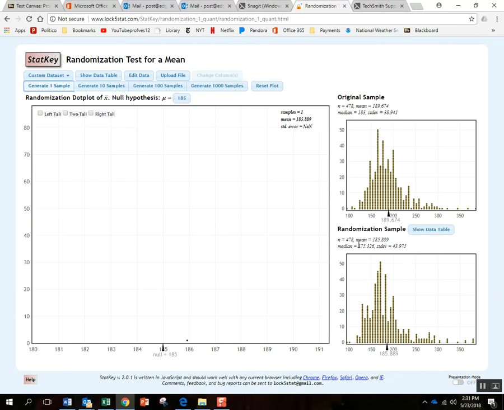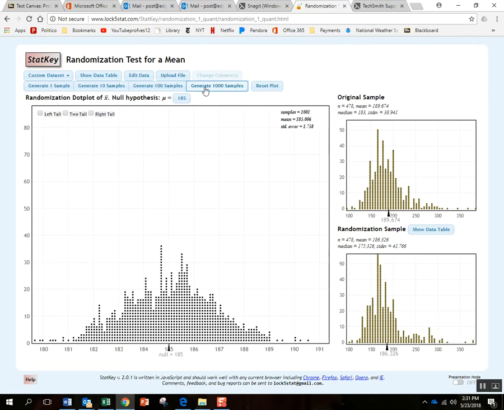What this is going to do for us when we generate 1,000 samples, it lets us see how surprising it would be, in a population where the mean actually was 185, to get a sample mean as large as we did, 189.674. And that answer to how surprising, that's the p-value.